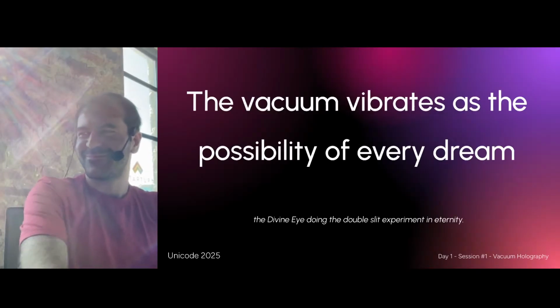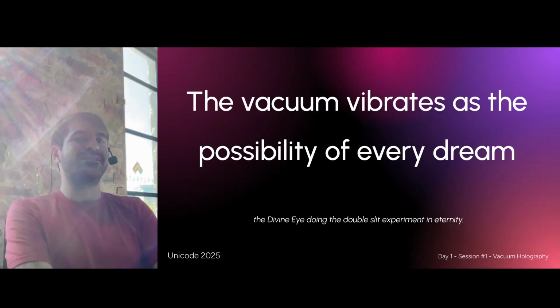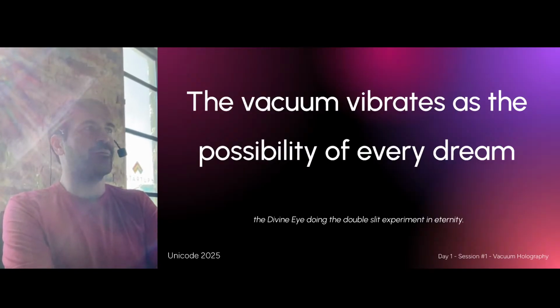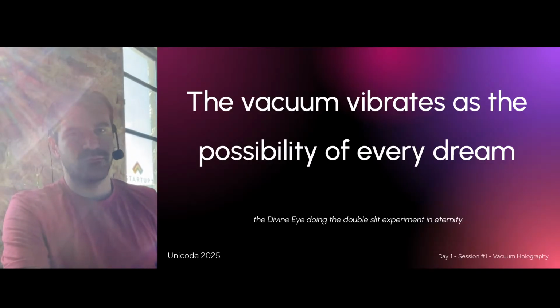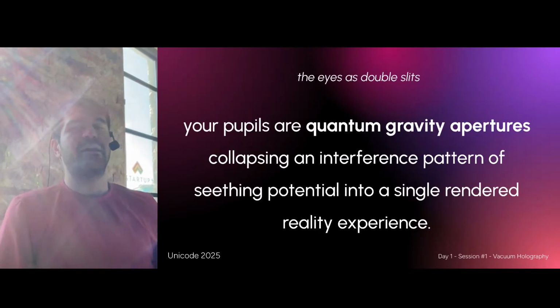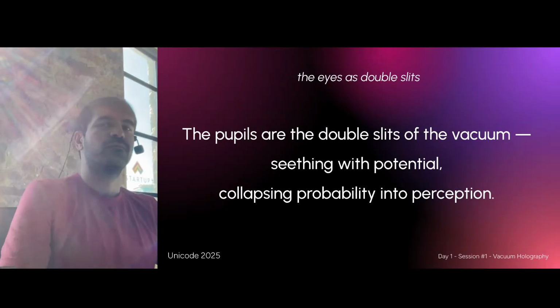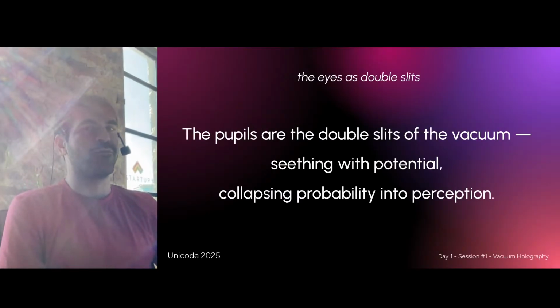Perfect. So the vacuum vibrates as the possibility of every dream. The divine eye doing the double slit experiment in eternity. The eyes as double slits. Your pupils are quantum gravity apertures collapsing an interference pattern of seething potential into a single rendered reality experience. The pupils are the double slits of the vacuum, seething with potential, collapsing probability into perception.